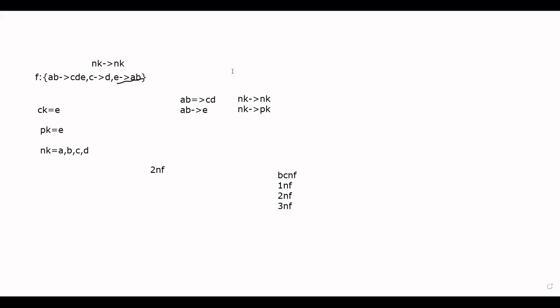Why? Because if you have PK to NK, it is not in 2NF, but that is not here. So it doesn't matter if you have NK to NK, it is in 2NF. If you have PK to NK, then only it is not. Now see, for 3NF, what is the rule for 3NF? For a table to be in 3NF, the first rule is it should be in 2NF, and the second rule is no transitive dependency.